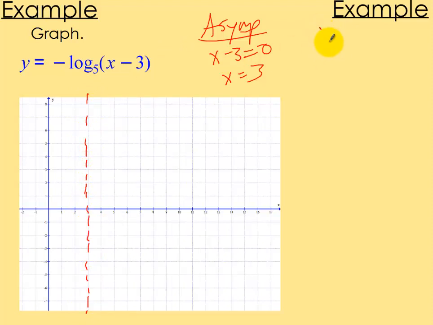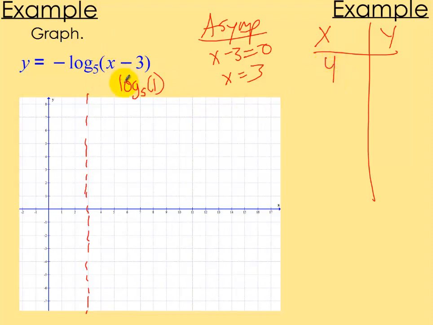Now, I want to find some extra points. So the first point I want to figure out is when I'm doing log base 5 of 1. That's going to happen when x equals 4. So when x equals 4, this is going to be negative log base 5 of 4 minus 3, which is 1. So that's going to be negative 0 or just 0. So that's going to be y equals 0.